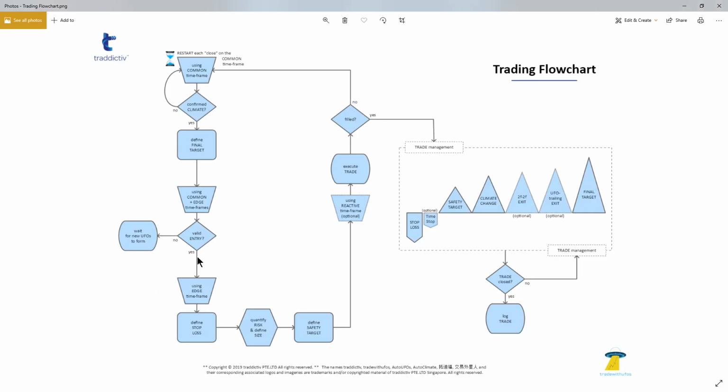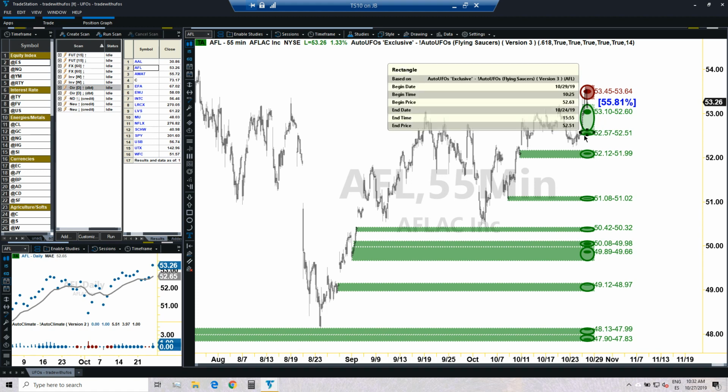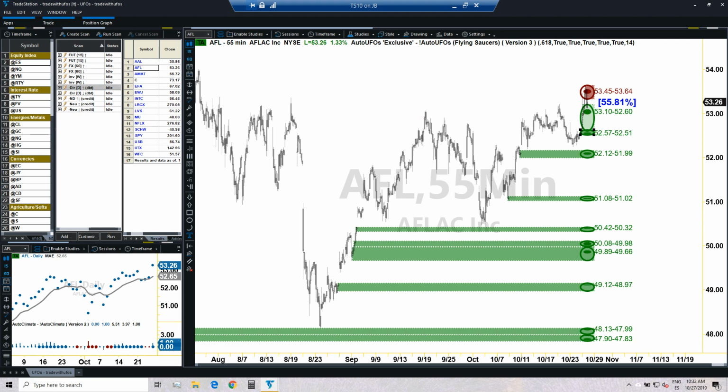So what is next? Mix common time frame and edge time frames to find a valid entry. The common time frame tells me ideally I want the entry to be 52.65. Do we have any UFO? Yes, we do, because 52.65 is more or less here. The top of this UFO is, let me click and hold, 52.63, close enough to 52.65. So yes, we have a valid entry.